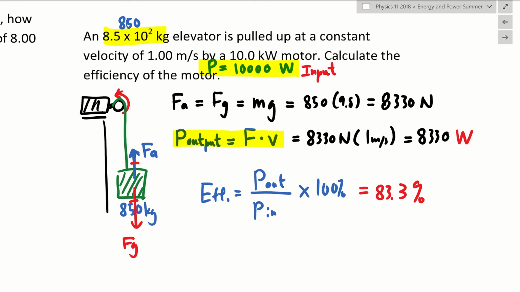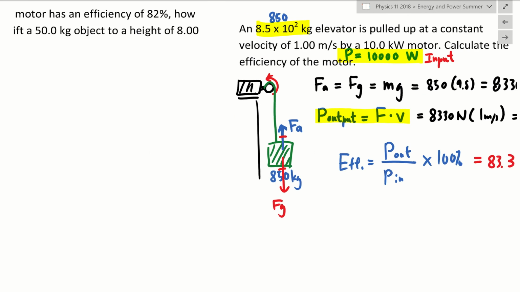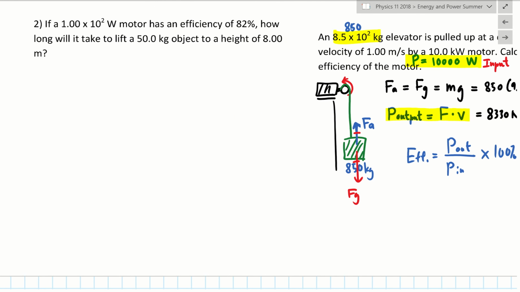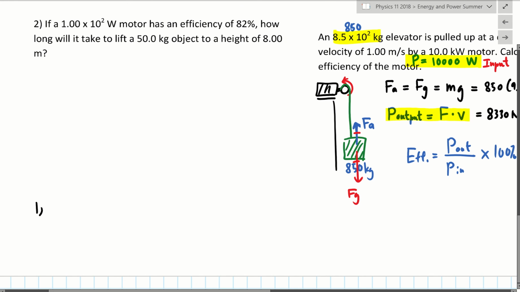Now, your homework is to try the other 3 questions. Let me move over a little bit, because I forgot to include the answer key for this one, so I'm going to give you the answers right here. Question 1 is 56%. Question 2 is 48 seconds. Question 2 might be a little bit harder. Question 3 is 43%.